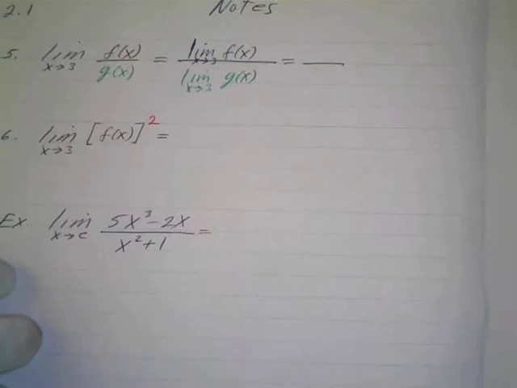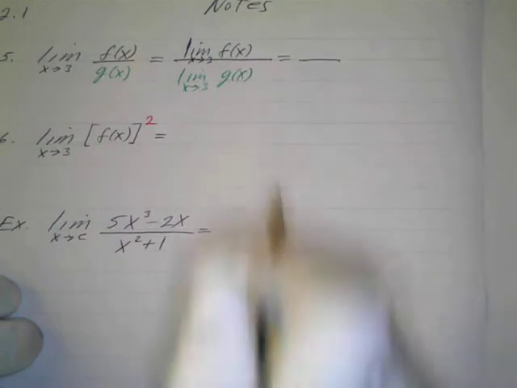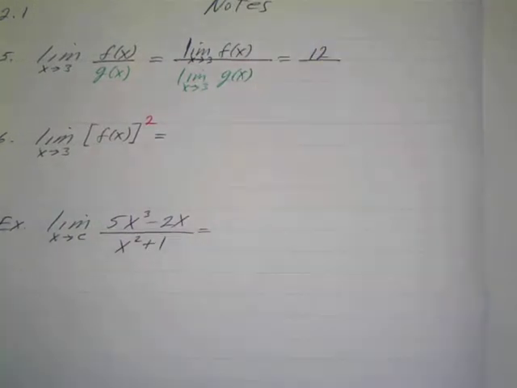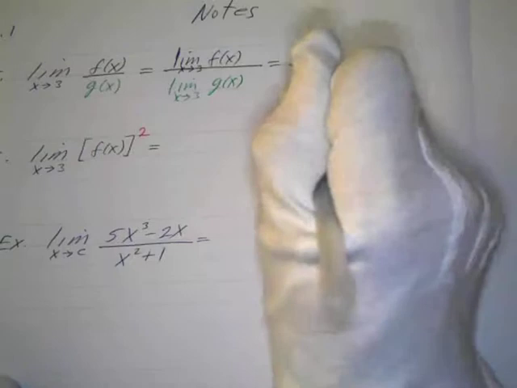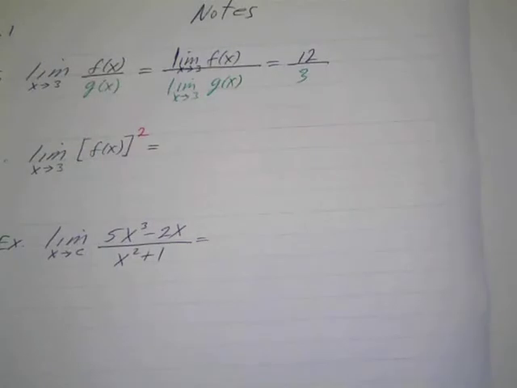Here's my quotient, and the limit as x approaches 3 of f of x was 12, and of g of x was 3, and 12 divided by 3 is 4.